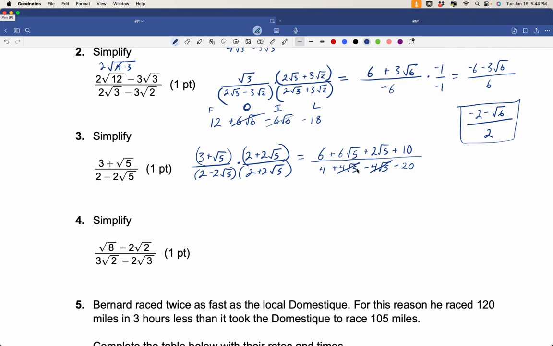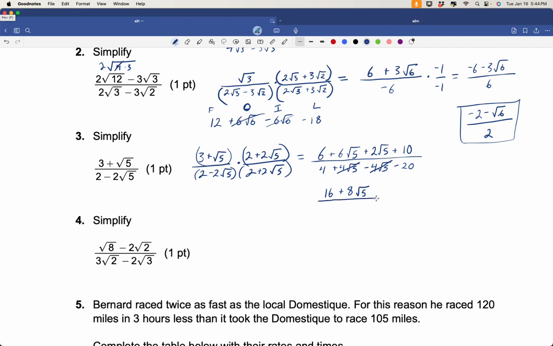So now let's combine like terms. So we would have 6 and 10, that's going to be 16. And then we would have 6 plus 2 would be plus 8. Yes, that's right. Hello, I was fixing to erase it. 6 plus 2 is 8 times square root of 5.